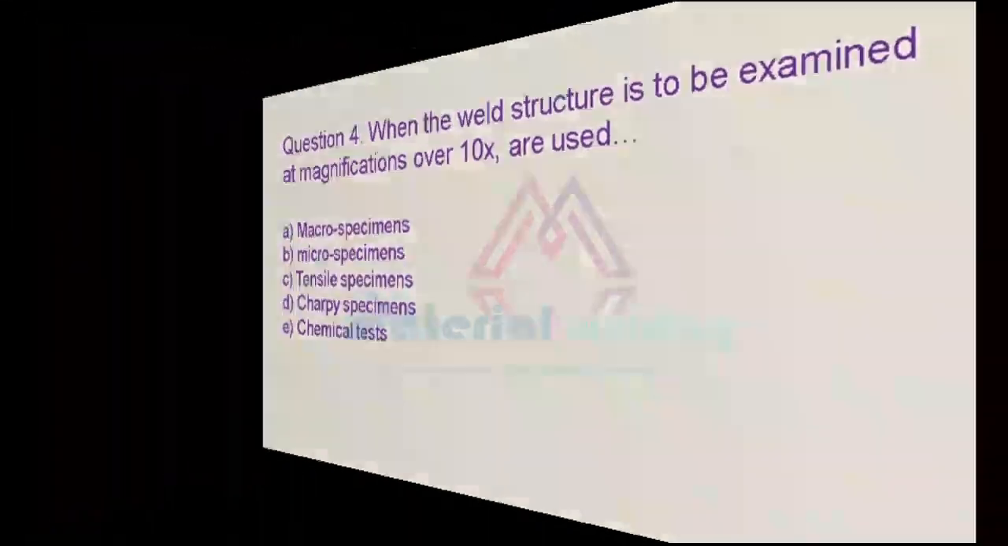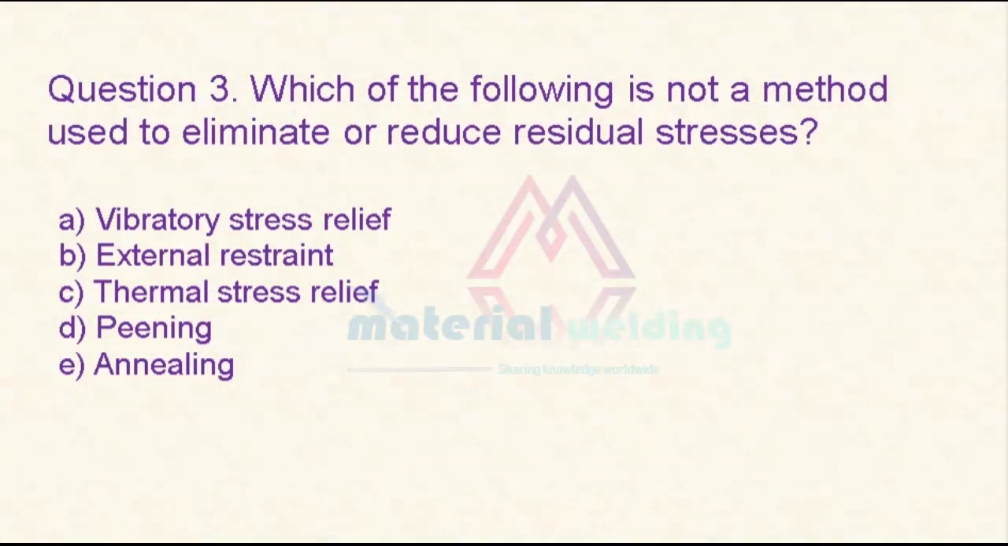Question 3. Which of the following is not a method used to eliminate or reduce residual stresses? A. Vibratory stress relief. B. External restraint. C. Thermal stress relief. D. Peening. E. Annealing.